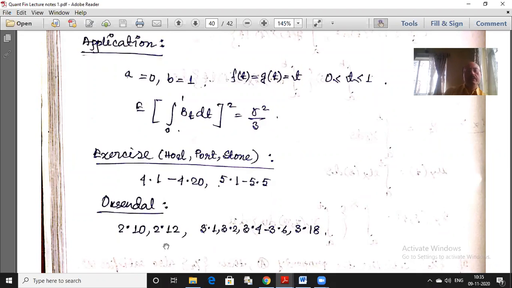And we have also covered some material from chapters 2 and 3 of Oksendal. The exercises I want you to do are these two, 10 and 12 from chapter 2, and 1, 2, 4, 5, 6, and 18 from chapter 3.